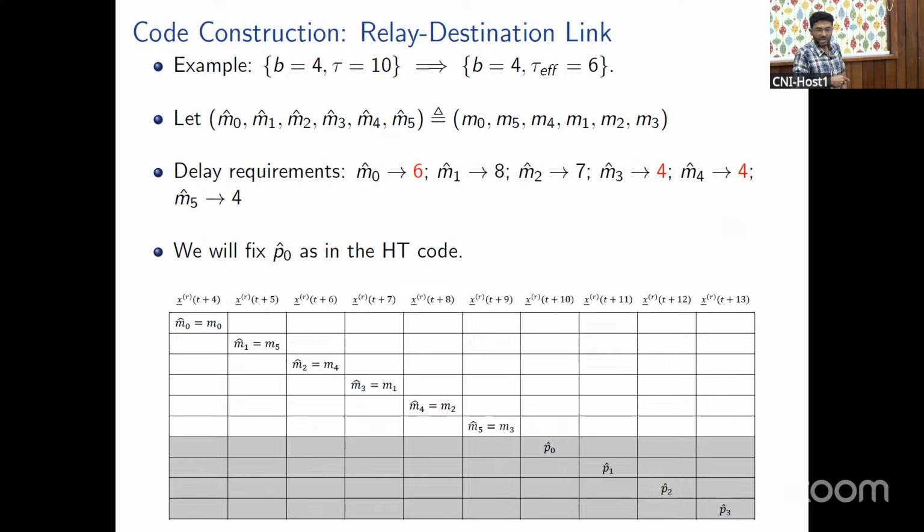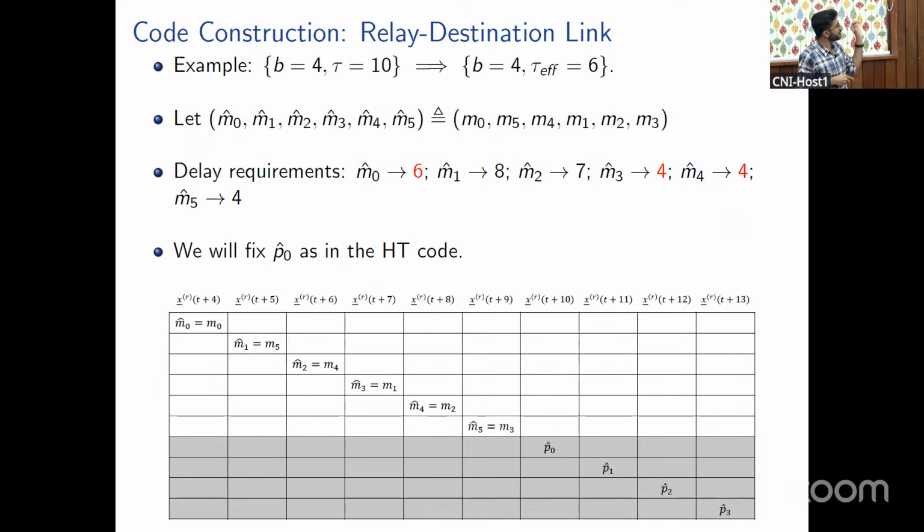But now the delay profile has changed, because if you look at M0, which was originally transmitted at time T, it has to be recovered by time T+10. That basically means that now the gap is only 6. So M0 hat I need to recover with 6 delay. If you look at M1 hat, that's okay. It's actually the end of the coder. It's not really a constraint. So that's why I put them in black.